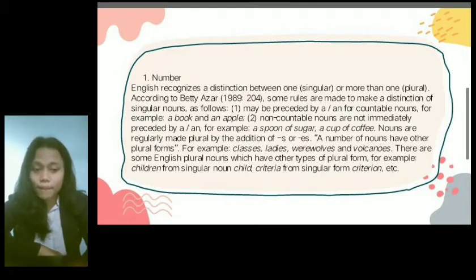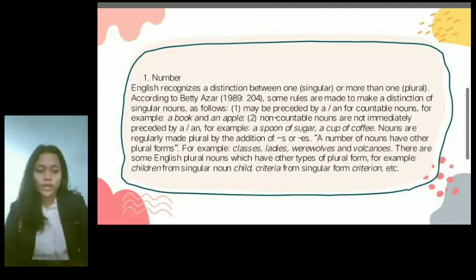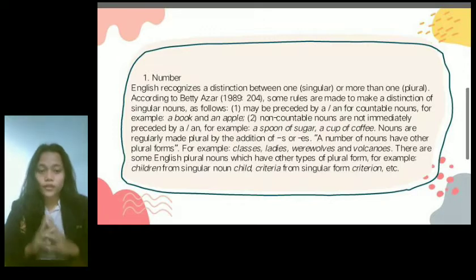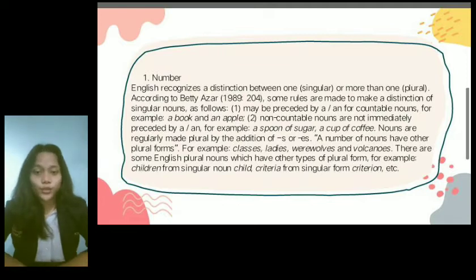Nouns are regularly made plural by the addition of s or es. A number of nouns have other plural forms, for example, classes, ladies. Okay, we continue to the next type.